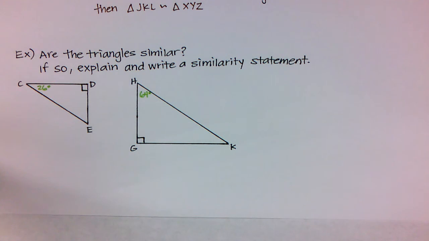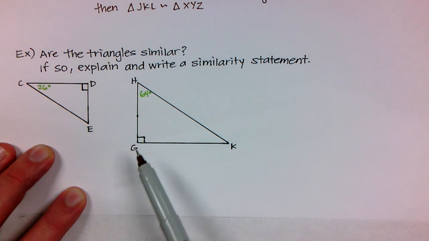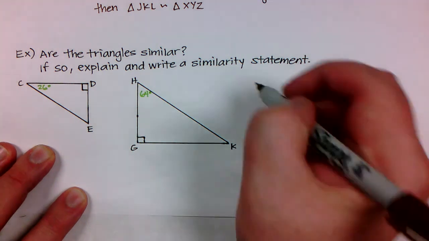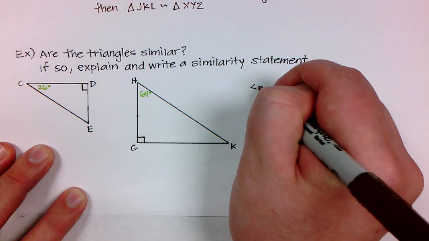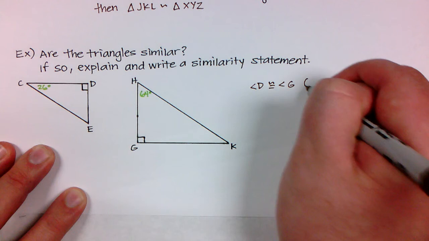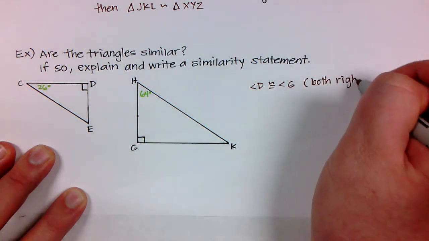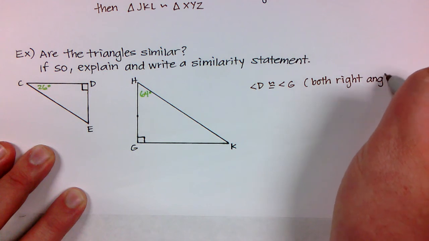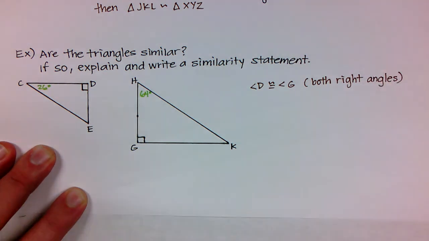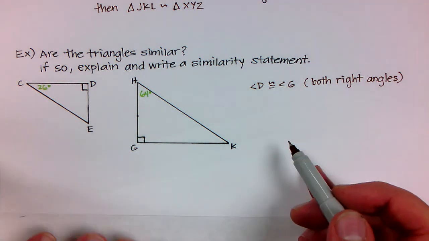Okay, so I'm looking and I just need to prove that two of the angles are congruent. And right away I see that both of them have a 90-degree angle in them. They both are right triangles, so they both have a right angle. So I can claim at the beginning that angle D is congruent to angle G because they are both right angles.